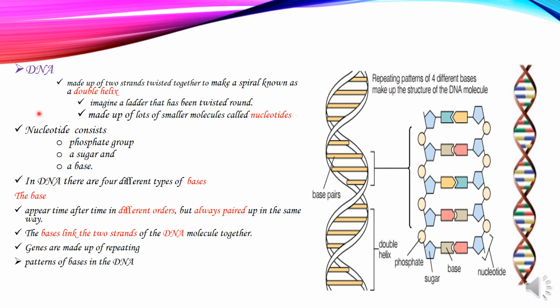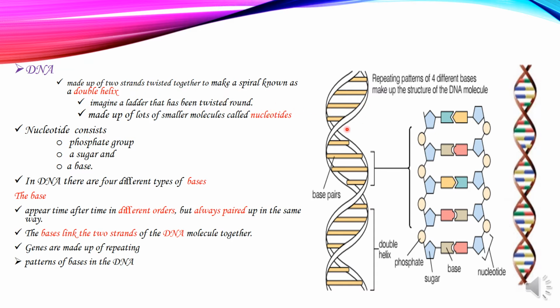DNA is made up of two strands twisted together to make a spiral known as a double helix. Look, this is a diagram of DNA. These are the two strands, just like the zip of a jacket. This is one strand, and the other strand begins here. This one is the first strand, this is the second strand. So the DNA is made up of two strands twisted.